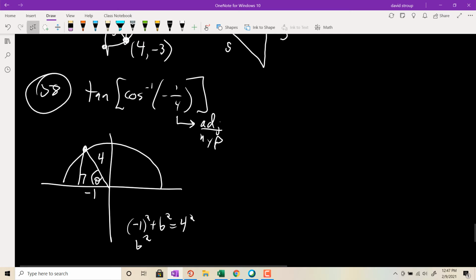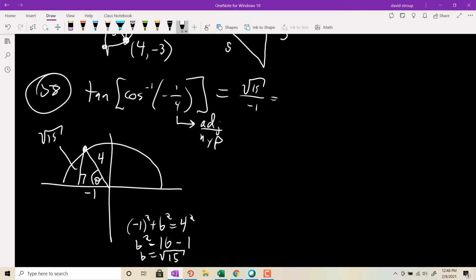So b squared will equal 4 squared, which is 16, minus (-1) squared, which is just 1. So 16 minus 1. So b will be the square root of 16 minus 1, or square root of 15. So this side over here is square root 15. So the tan of that triangle, opposite over adjacent, is going to be root 15 all over -1. So negative root 15.